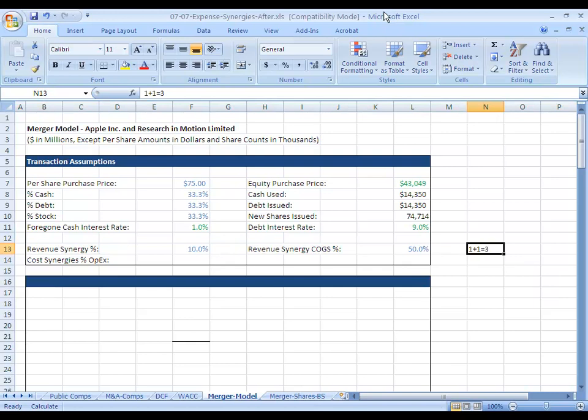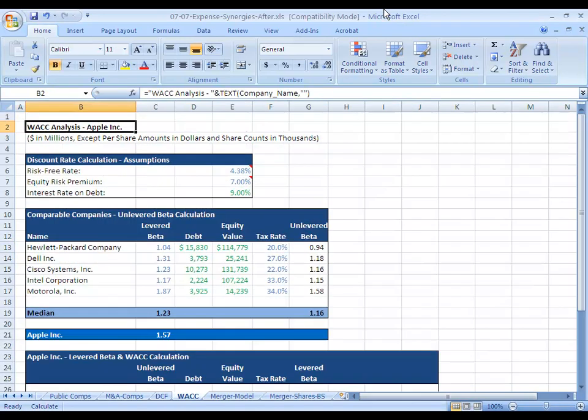With expense synergies, it's the opposite. Expense synergies are cases where 1 plus 1 equals 1.5. So rather than equaling 2, it only equals 1.5. So we have two companies' expense profiles, we add up their expenses, and it comes out to less than what the companies operating separately would have had. So how can something like this happen?